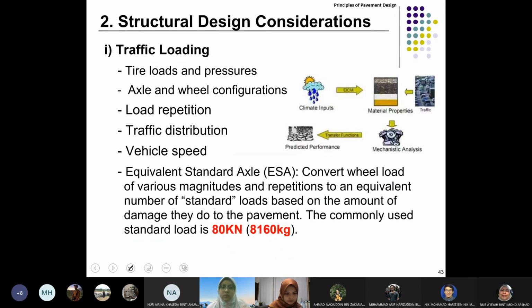Okay, next you need to know the traffic loading. Okay, traffic loading comes from the load, tire load, axle and wheel, repetition load, traffic distribution, the vehicle speed also, right? And also you need to know the equivalent standard axle. Okay, ini nanti akan buat pengiraan dalam 5.3 to convert the load into one standard value of load. Okay.